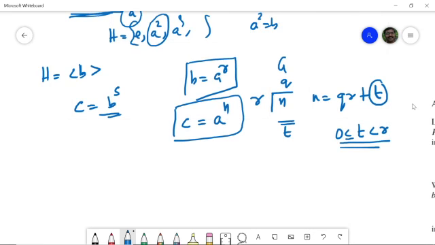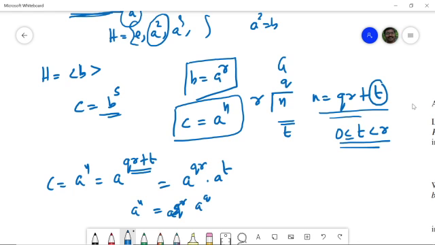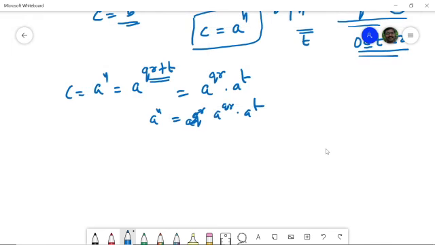So that means my A raised to N, which is actually my C, can be written as A raised to QR plus T, by the division algorithm, because N can be written as QR plus T. So this is equal to A raised to QR into A raised to T. From this result I'm going to write down the value of A raised to T. So my A raised to T will be A raised to N into A raised to minus QR.